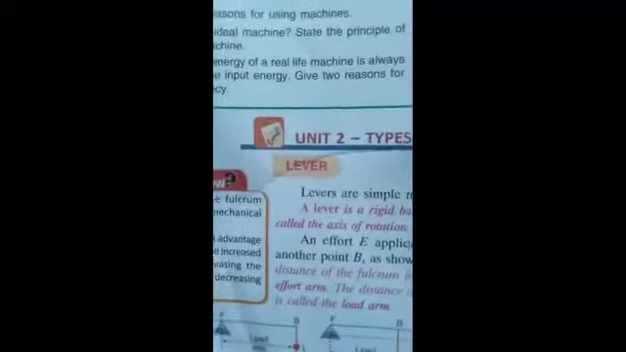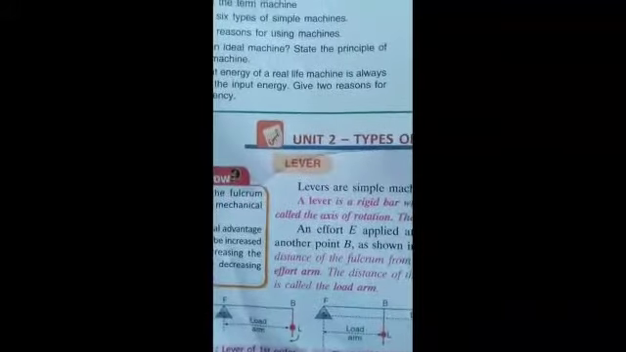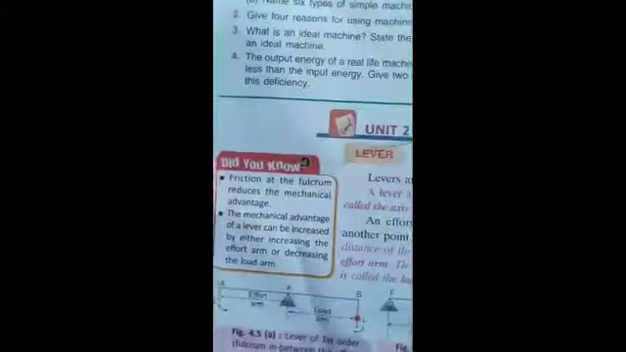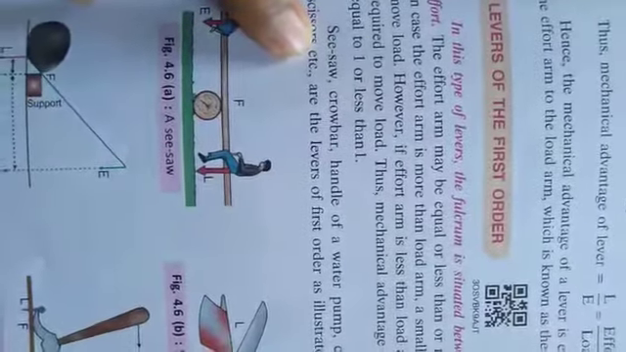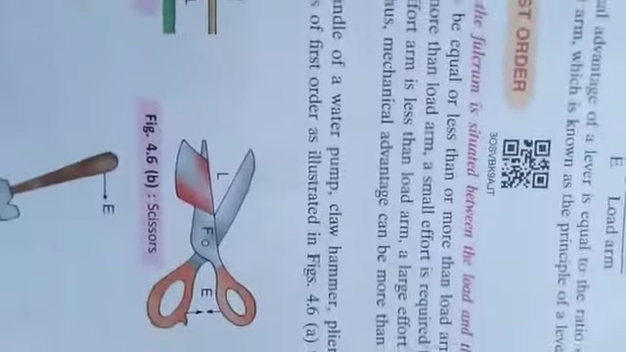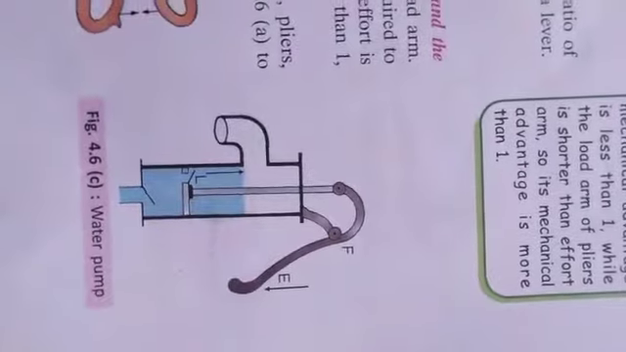And if the effort arm is smaller than the load arm, that means the effort arm is less than the load arm, so we can say that the mechanical advantage is less than 1. Okay, so the seesaw, a pair of scissors, and the handle of a water pump are examples of the first order lever.